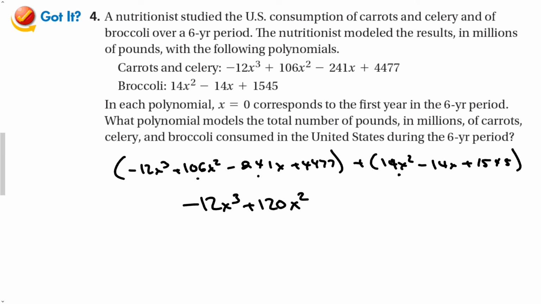minus 241 and minus 14. That gives me negative 255x and 4477 plus 1545 gives me 6022 for my polynomial. Pretty simple. We just want to make sure that the same variables add to the same term, like terms, right? Like terms combined with other like terms.